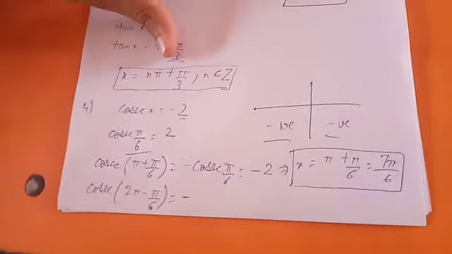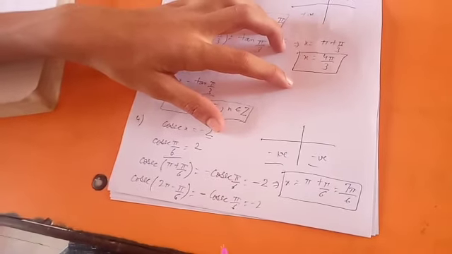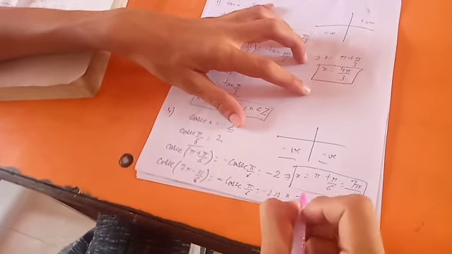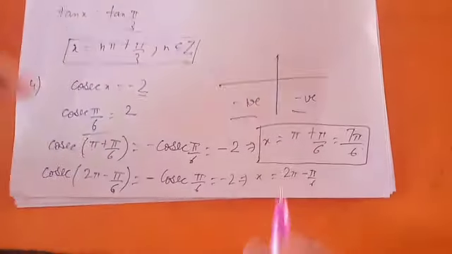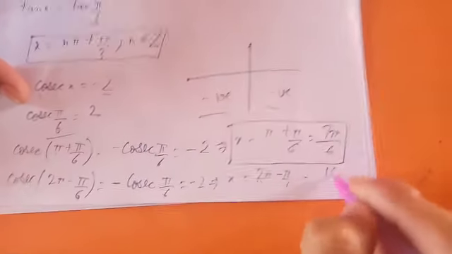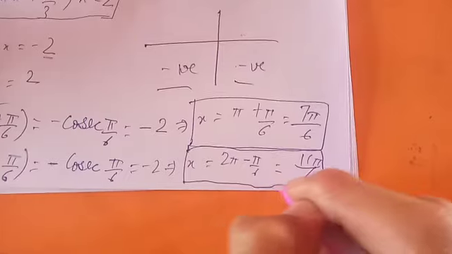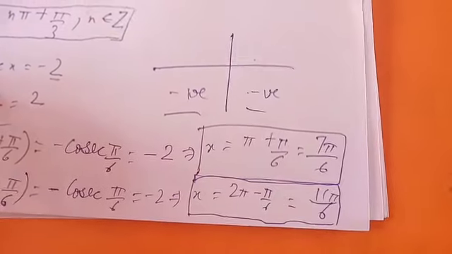So negative sign first of all. At 2 pi, phase does not change, it remains same, and our angle is minus pi by 6. That again becomes equal to minus 2. From here we get x equal to 2 pi minus pi by 6 for our principal solution. So that is equal to 11 pi by 6. So these are our principal solutions for both.